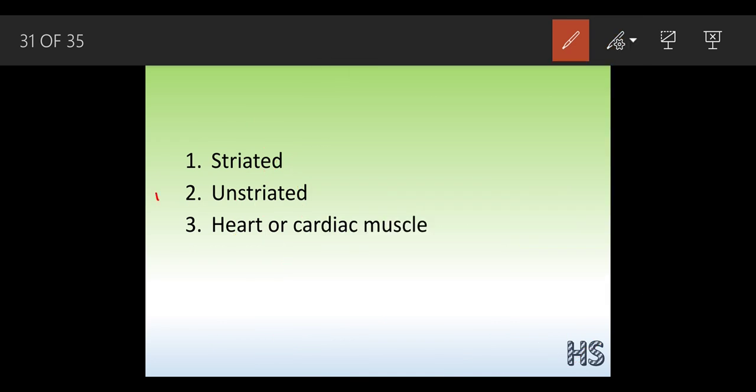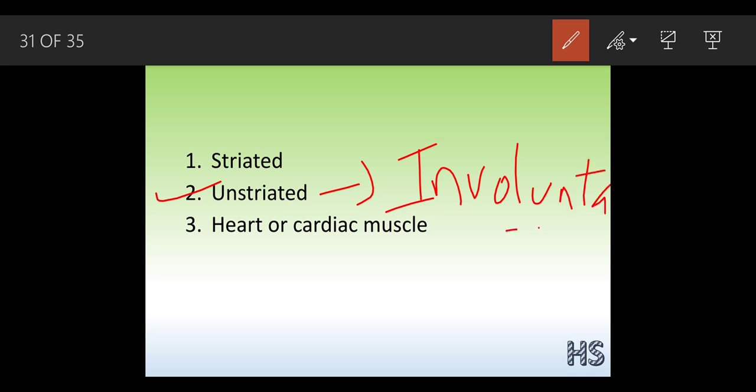Now we are going to talk about the second type of muscle, that is the unstriated muscles. Unstriated muscles are those muscles which are not under our control, involuntary in nature. What do you mean by involuntary? Which are not under our control. As I said, if I tell you to stop breathing for 10 hours, is it possible for your survival? No. So these unstriated muscles are involuntary in nature.